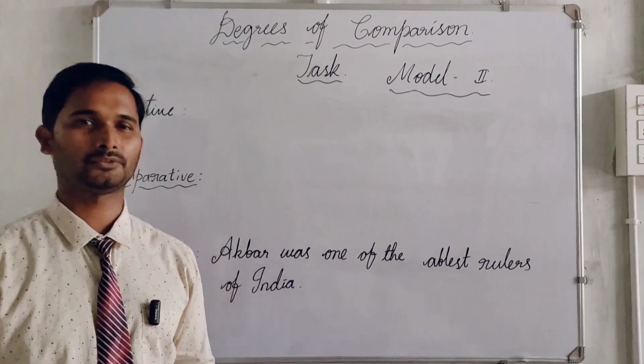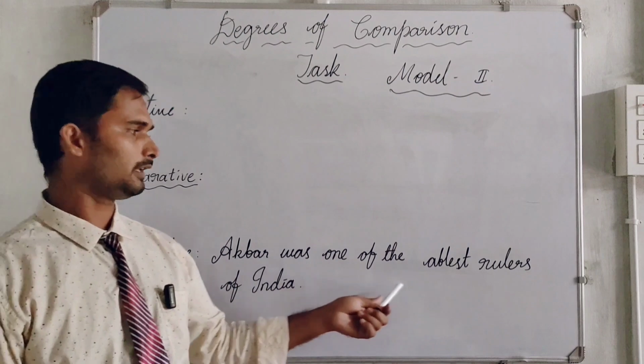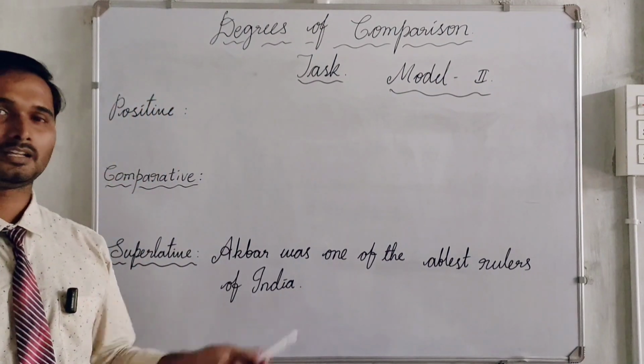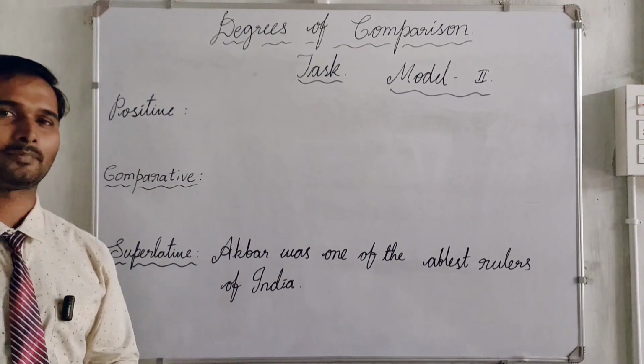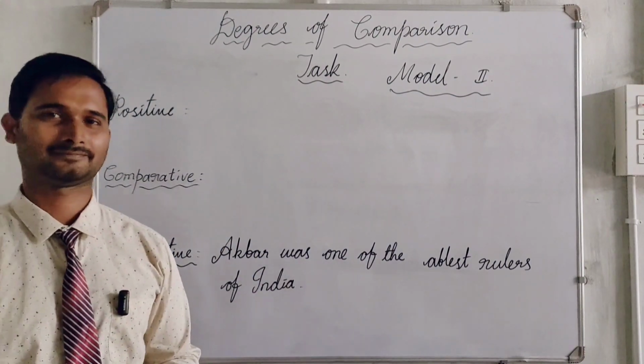Here is a task for you. Model 2, the superlative form. Akbar was one of the ablest rulers of India. Could you please answer the positive and the comparative by using Model 2? Answer them in the comment box.